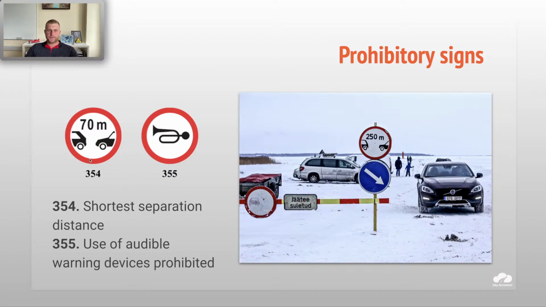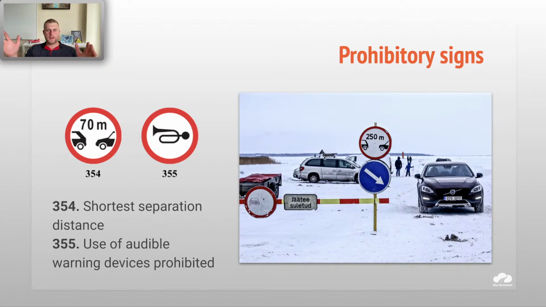Also sometimes we can see a prohibition sign, like shortest separation distance should be 70 meters. And use of audible warning devices prohibited. Usually this kind of thing we have close to the hospitals or some residential areas, calm traffic areas, private areas and stuff like that. But the shortest separation distance usually you can see on the ice road.